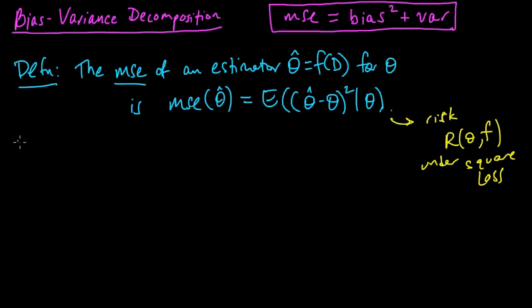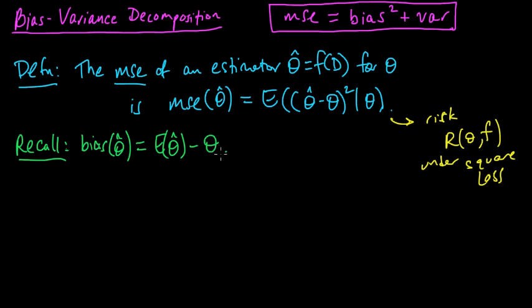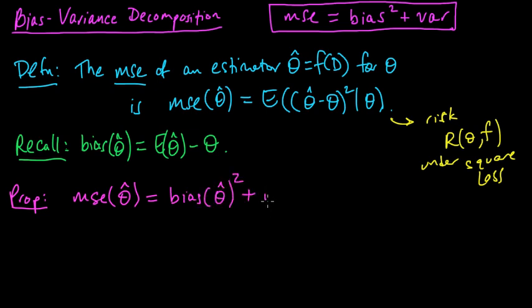Okay, now let's recall, in order to introduce this proposition, just to remind you, the definition of the bias of an estimator, the bias of theta hat, is just its expected value minus the true value of the parameter that it is intending to estimate. And now we're ready for the theorem, or the proposition. It's not really a theorem, maybe just a proposition. The bias-variance decomposition. I'll write it a little more explicitly. The mean squared error for any estimator theta hat is the bias of theta hat squared plus the variance of theta hat. And theta hat is a random variable, so it's the variance of that random variable.